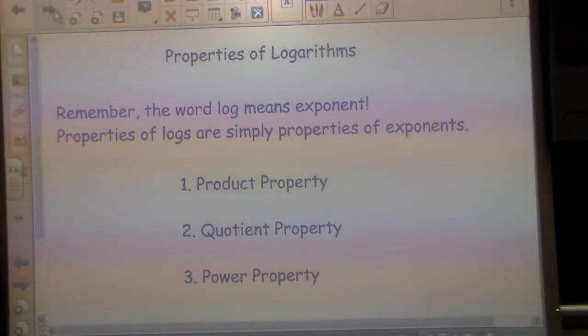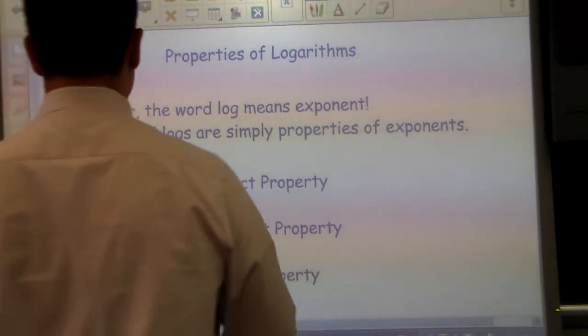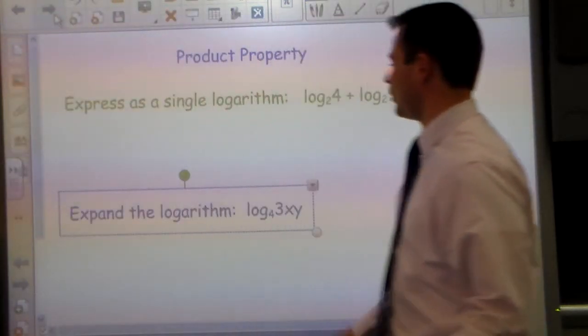The most important thing about the properties of logarithms is to remember that the word log means exponent. If you remember that the word log means exponent, then all you're doing is following the properties of exponents. So just remember that log means exponent.